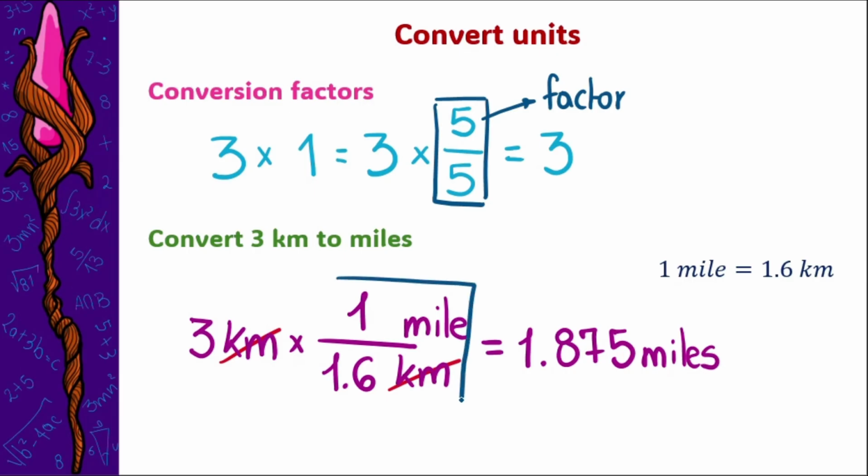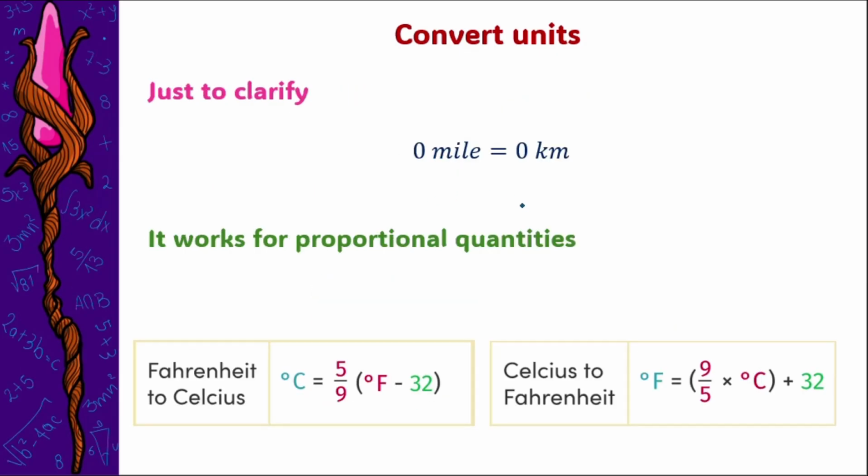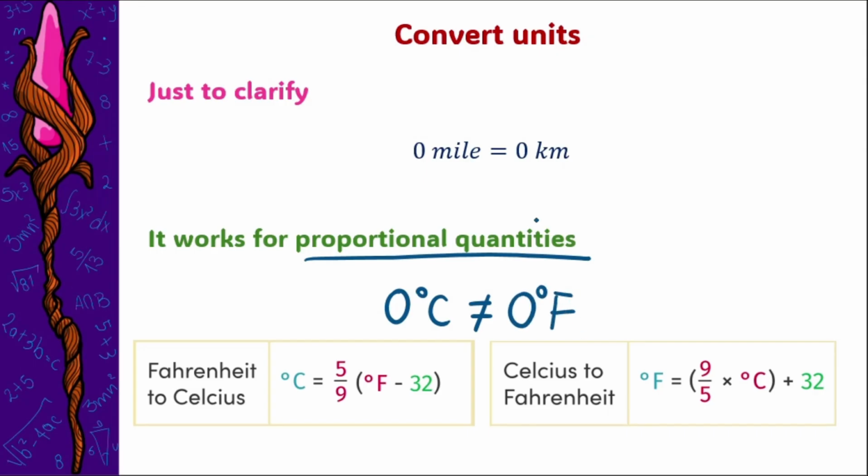And remember, this is the one that we call the conversion factor. And just to clarify, in this exercise it worked because 0 miles is the same as 0 kilometers. So they are proportional units. It just works for proportional quantities. It doesn't work, for example, to convert between Celsius degrees and Fahrenheit, because 0 Celsius degrees is not the same as 0 Fahrenheit degrees. But for all of the proportional quantities, we can use the conversion factors.